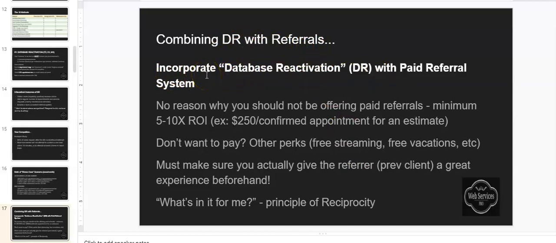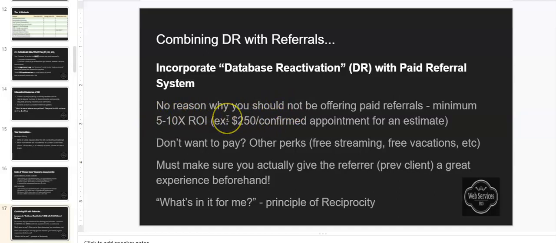Look, there's no reason why you shouldn't be offering paid referrals. If you've done a good job servicing these clients, they're raving fans, and if you just depend on them to self-motivate, which of course some do, but to make it more consistent, why not offer some type of reward, right? Just do your numbers: something that will give you at least a 5 to 10x ROI, and that can translate to a handsome reward.